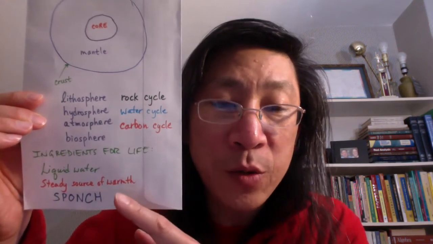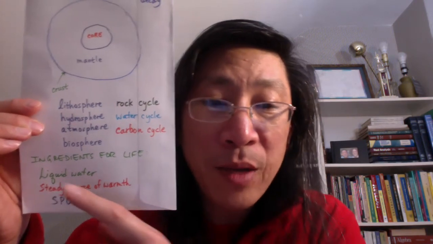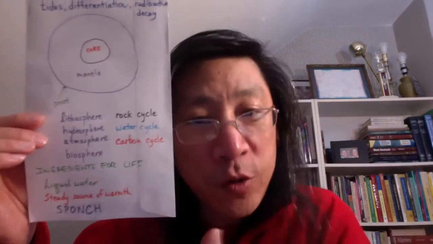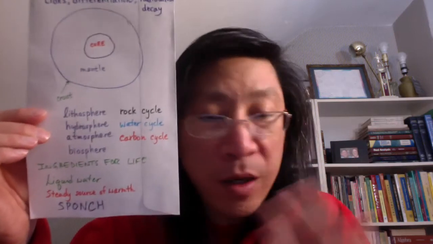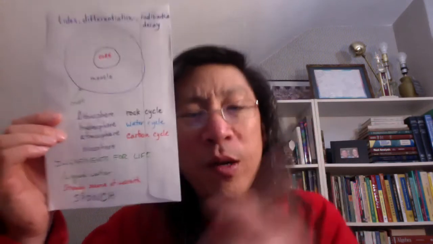Combined with a steady source of warmth, either from the interior or the exterior of some sort of planetary body, plus the presence of liquid water that can be utilized for transport, for catalyzing chemical reactions, for dissolving things, wonderful stuff. If you can find these three key elements of life on another planet, then that is a pretty good indication that there is life on that planet, if we give it enough time. So I'm going to finish off with that thought process.